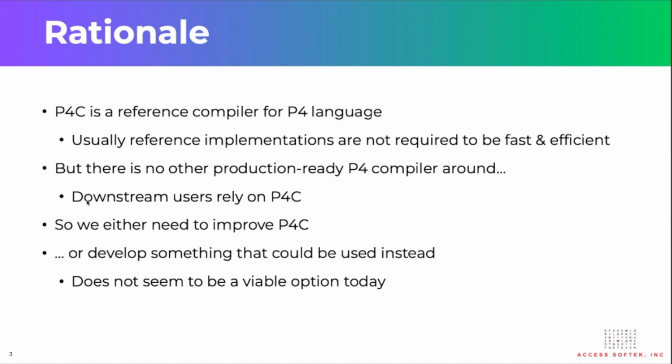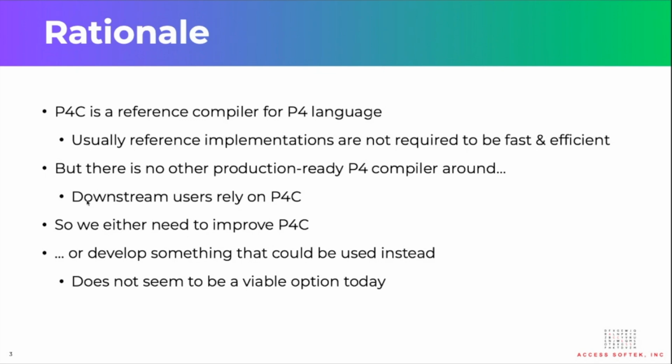All right, and today, as Aldi mentioned, we are going to talk about the performance of P4C, the P4 reference compiler. Usually reference implementations are not intended to be fast. Their main purpose is to be correct per the specification. But the problem here is that there is no other production-ready P4 compiler around. Certainly there are some other academia-produced front ends, but unfortunately they are not ready for entire production use, meaning that downstream users who want to deploy P4 in their products need to rely on P4C.